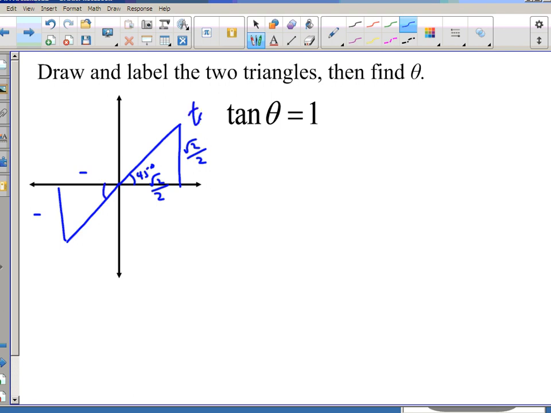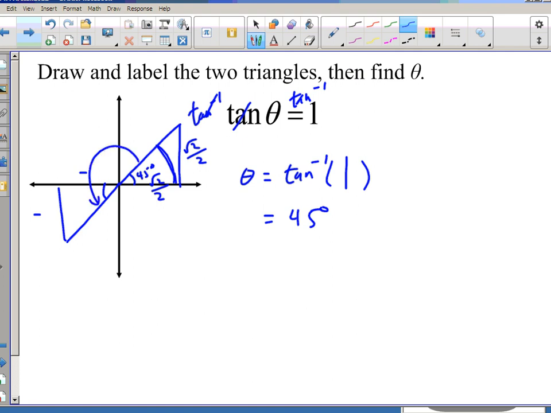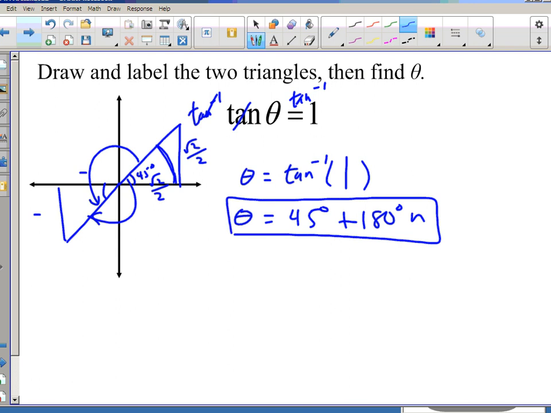So if we want to undo tangent to find the angle, we look at this and say theta equals the inverse tan of 1. And we just realize that it's 45 degrees. Now that gives us this first angle here. If I want to get around to the second spot where tangent's positive, I can add 180 degrees, or I could subtract 180 degrees. So a general format would give us plus or minus 180, or plus 180n, where n can be a positive or negative integer. And there's our general solution.